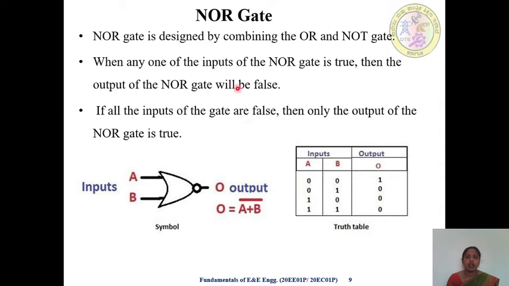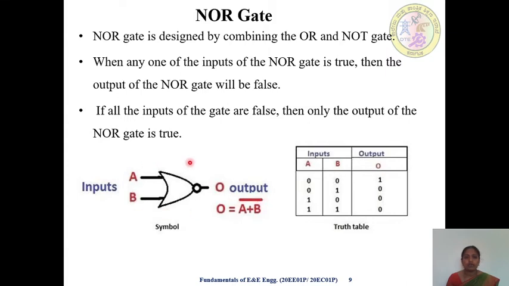Next gate is the NOR gate. NOR gate is designed by combining the OR gate and NOT gate. When any one of the inputs of the NOR gate is true, then the output of the NOR gate will be false. If all the inputs of the gate are false, then only the output of the NOR gate is true. So this is the symbol of NOR gate. Here it consists of two inputs A and B and one output O. So the expression is O is equal to A plus B whole bar.